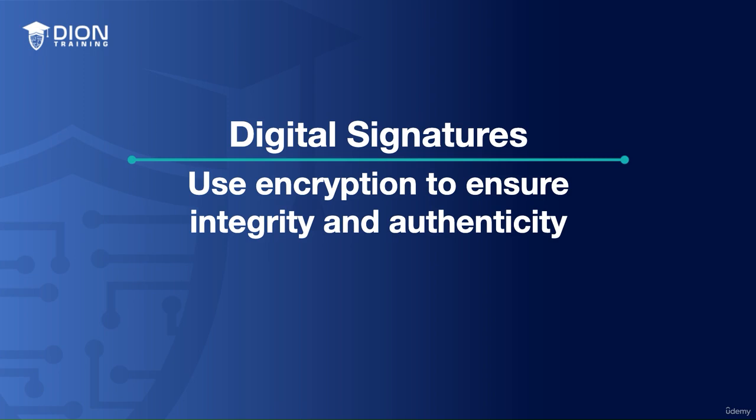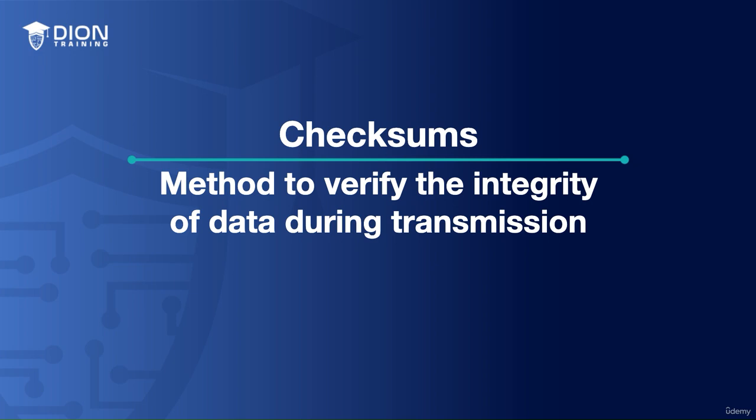Second, we have digital signatures. Now, digital signatures use encryption to ensure both integrity and authenticity. To digitally sign a file, that file is first going to be hashed, and then that resulting hash digest will be encrypted using the user's private key. Now, this data is digitally signed, and any alterations to the file will drastically change the file's hash, which in turn would invalidate that digital signature. This immediately lets us know that the data or file has been changed from its original format, and therefore integrity has been compromised.